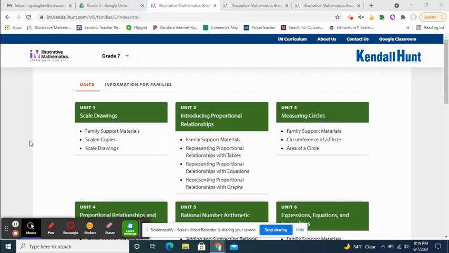I hope to just use this opportunity to walk through a little bit of what our math program has to offer online for families. So our math program is called Illustrative Mathematics. It's published by Kendall Hunt, and it has an online component for students, an online component for teachers, and also one for families. So what we're looking at here is sort of like a table of contents of the units that your student is going to go through this year.